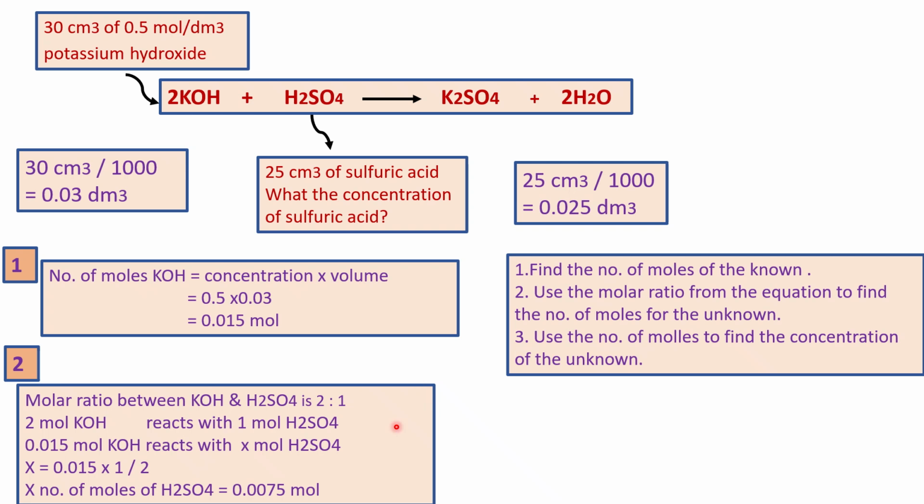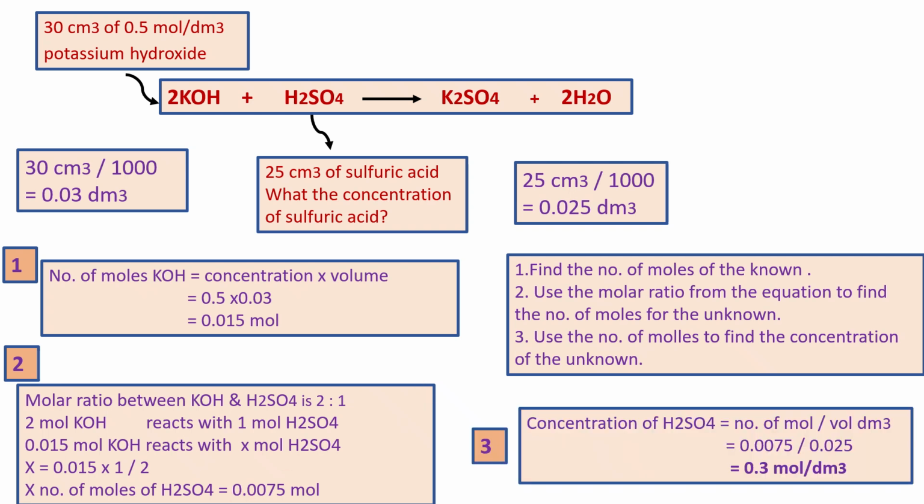Now, let's change this into concentration. The rule says the concentration is the number of moles divided by the volume in decimeter cube. Therefore, it is equal to 0.0075 divided by 0.025, and the answer is 0.3 mole per decimeter cube.